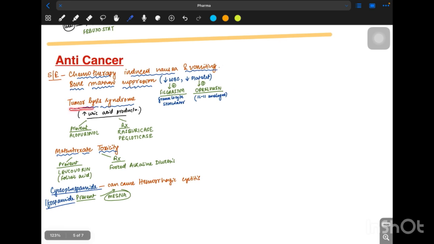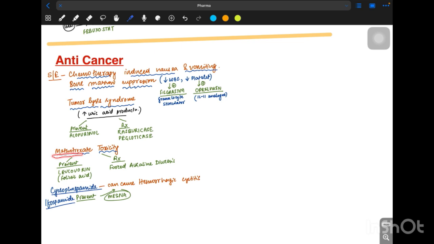Another side effect of anti-cancer drugs is tumor lysis syndrome. What happens in tumor lysis syndrome? There is increased uric acid production in our body. And how can we prevent this? We can prevent it by using allopurinol, which we already discussed in gout. The other treatments are rasburicase and pegloticase. These are the other drugs for treatment of tumor lysis syndrome.